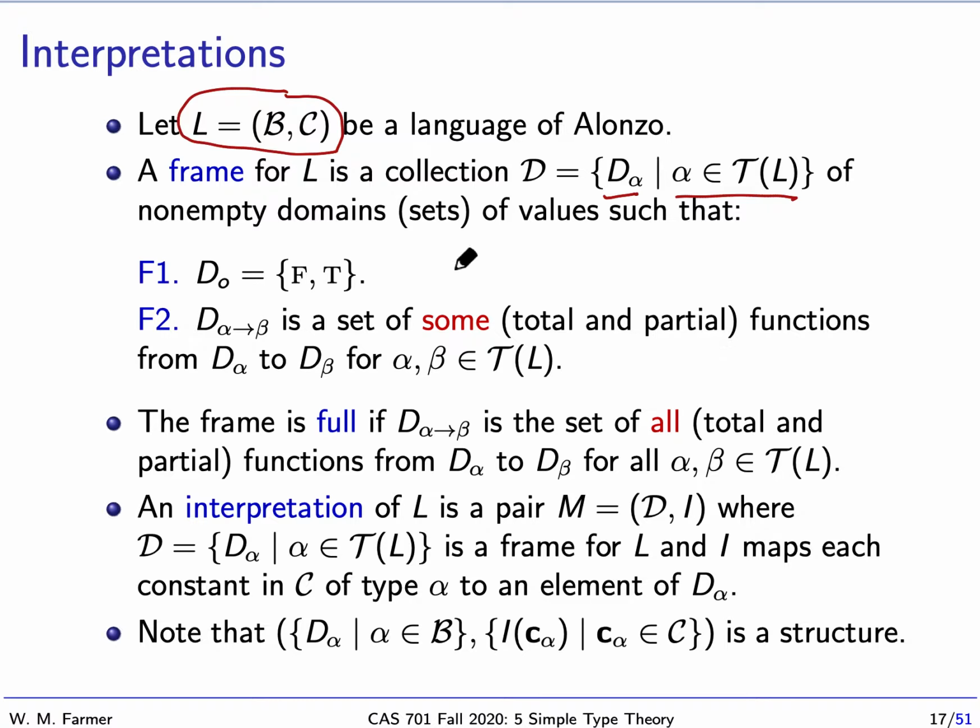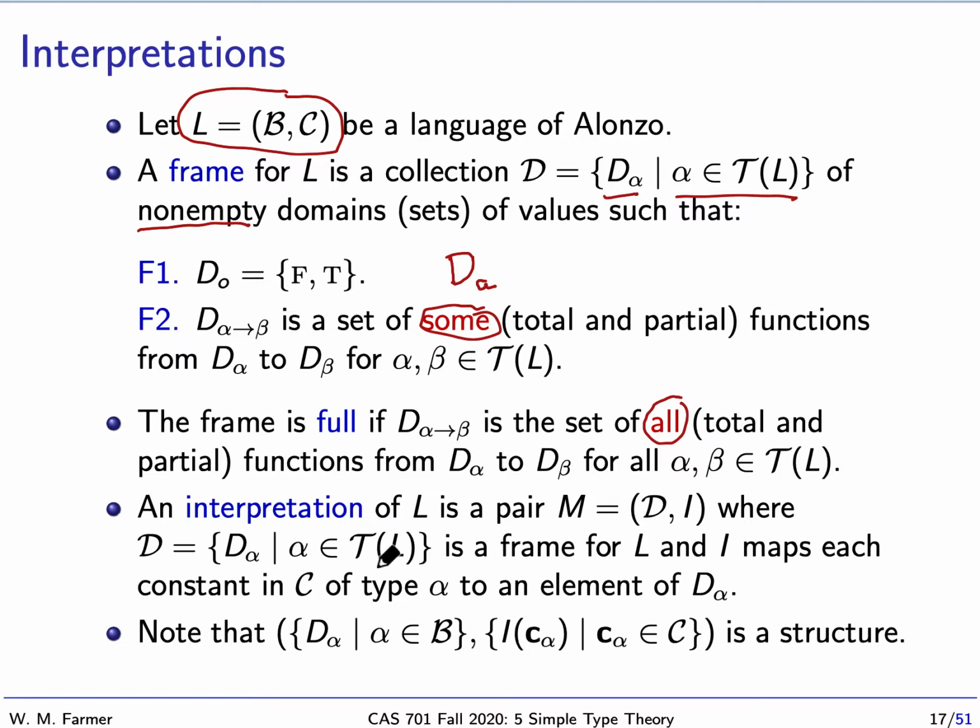Now notice we did not say anything about a domain for a base type. That's because the domains for base types are unspecified, except they have to be non-empty. Okay, now a frame is full if all the domains for the function types include all functions. Not just some, but all functions.